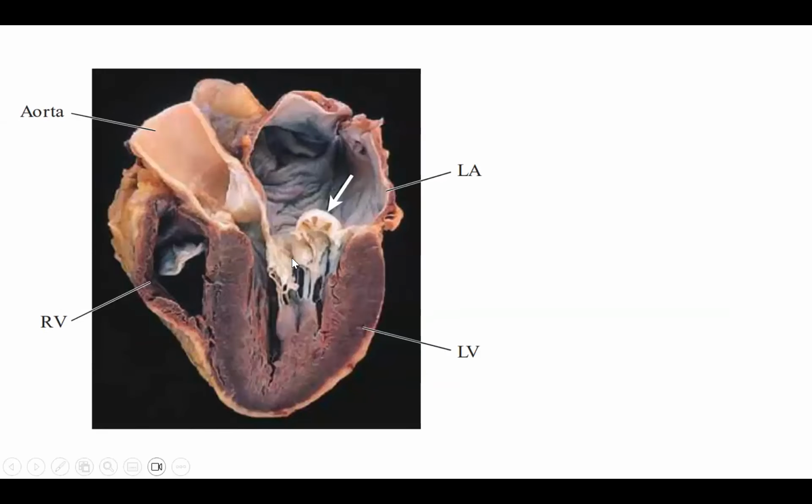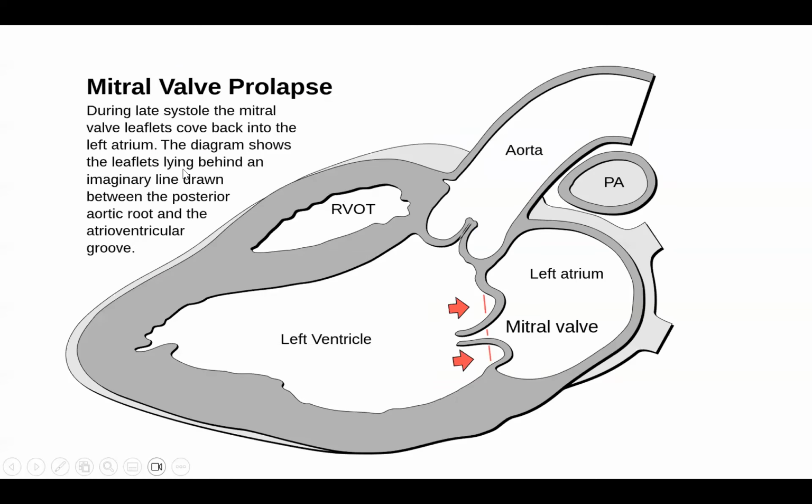So this is what I mean. This is a pathology specimen. This mitral valve leaflet has ballooned into the left atrium. It's loose and it's going where it shouldn't go. When we do a parasternal long-axis view, this is what we see.